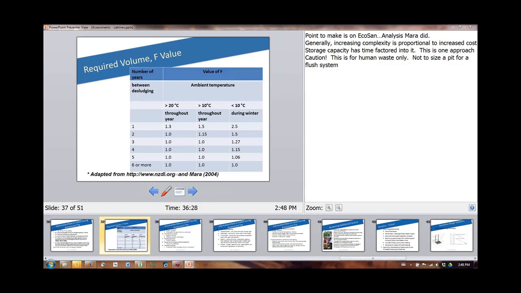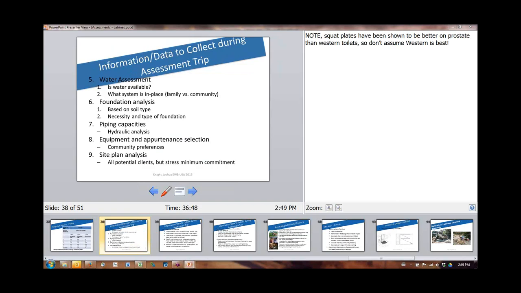This F factor, really very basic slide. I'm not going to spend time on this. Basically, you can see here that depending on how many years between desludging and the temperature that you have in the region, you're going to have a very close number to 1, but you can see it can vary a little bit. Okay, so we still need to get through the rest of the things that you need to look for in your latrine project.